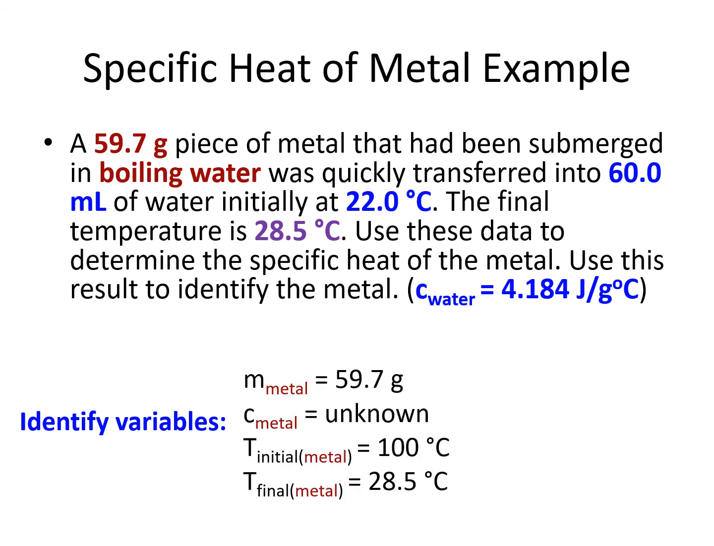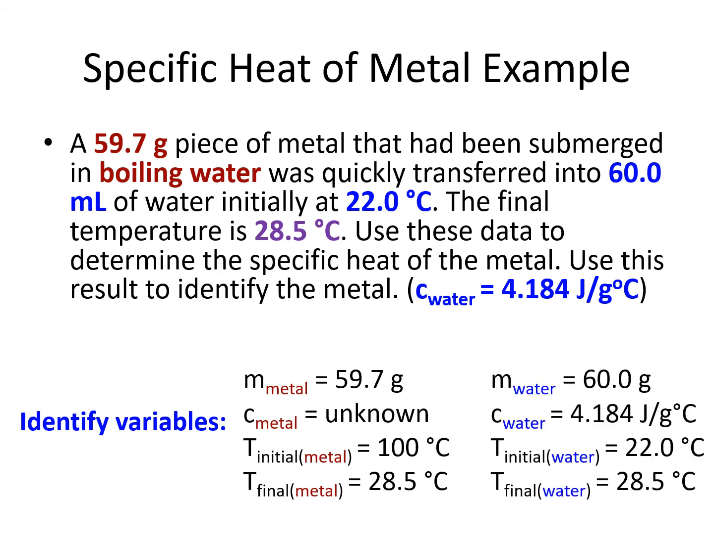So for the metal, we know several pieces of information. We know the mass of the metal is 59.7 grams. The specific heat of the metal, C, is going to be unknown. That's what we're trying to solve for in this problem. The initial temperature of the metal is 100 degrees Celsius. We know its initial temperature is 100 because it said the metal was submerged in boiling water. And so we assume that it was allowed to equilibrate and have that same temperature as the boiling water. And then the T final of the metal is going to be 28.5 degrees Celsius. Again, that's that equilibrium temperature.